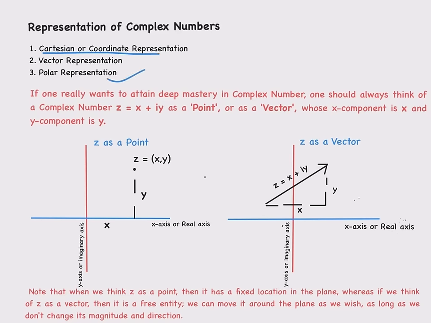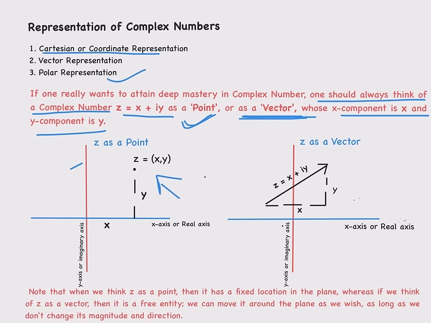If one really wants to attain deep mastery in complex numbers, one should always think of a complex number z is equal to x plus iy as a point or as a vector. Really important: as a point or as a vector whose x component is x and y component is y. Here is the representation of z as a point and z as a vector. Note that when we think of z as a point, it has a fixed location in the plane.